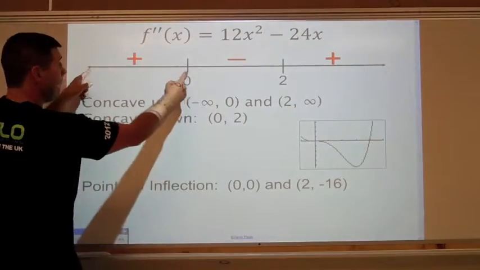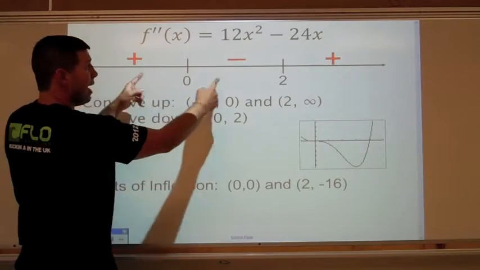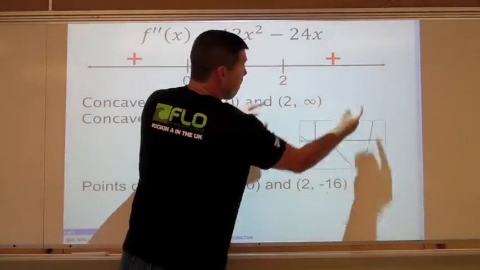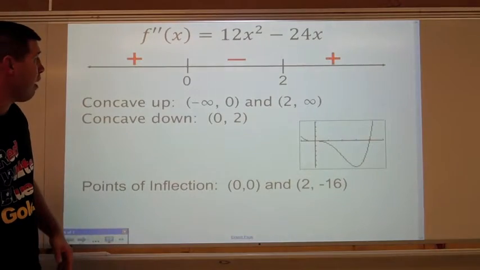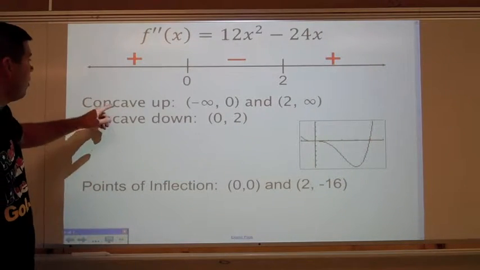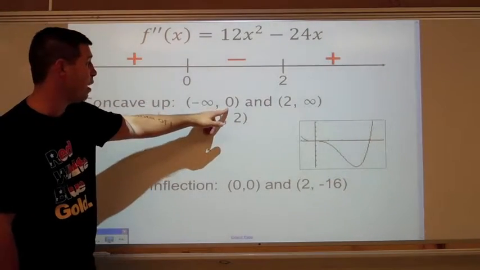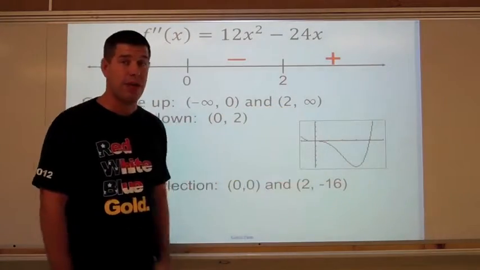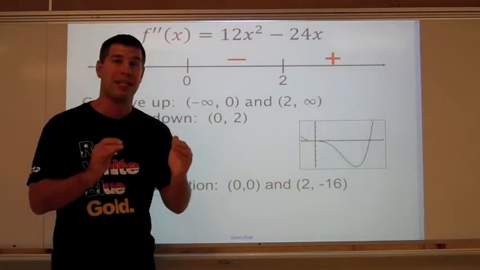So I'm concave up on this interval, concave down on this interval, concave up on this interval. You must actually write it out and show the open intervals. You will be concave up from negative infinity to 0 and from 2 to positive infinity. And make sure you leave these as open intervals again.